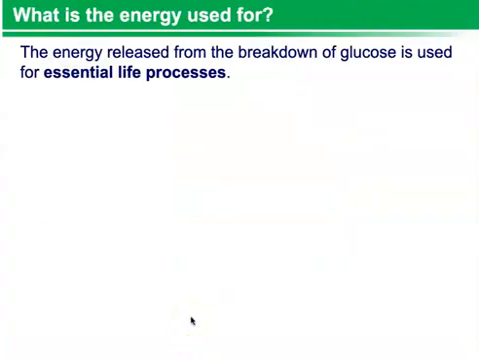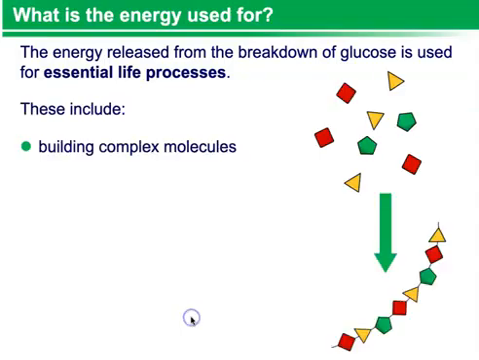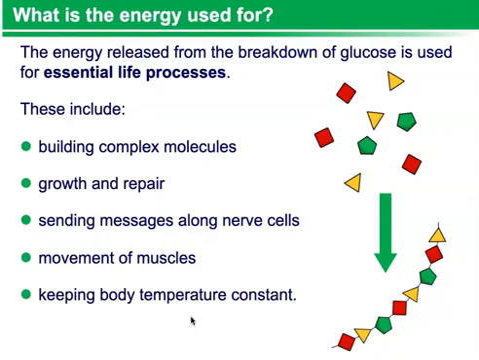So what is the energy used for? The energy released from the breakdown of glucose is used for essential life processes. These include building complex molecules, growth and repair, sending messages along nerve cells, movement of muscles, keeping the body temperature constant.